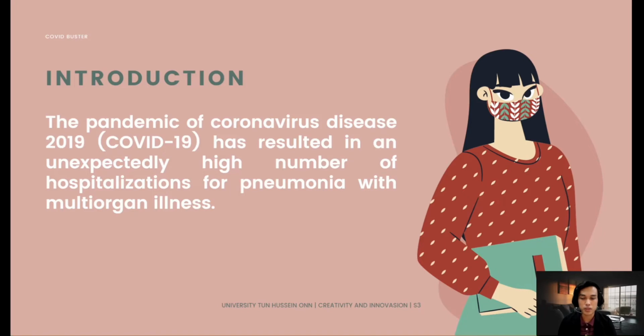The pandemic of coronavirus disease in 2018 has resulted in an unexpectedly high number of hospitalizations for pneumonia with multi-organ illness. So how does this virus spread? This virus can infect people, and the common way is through person to person.